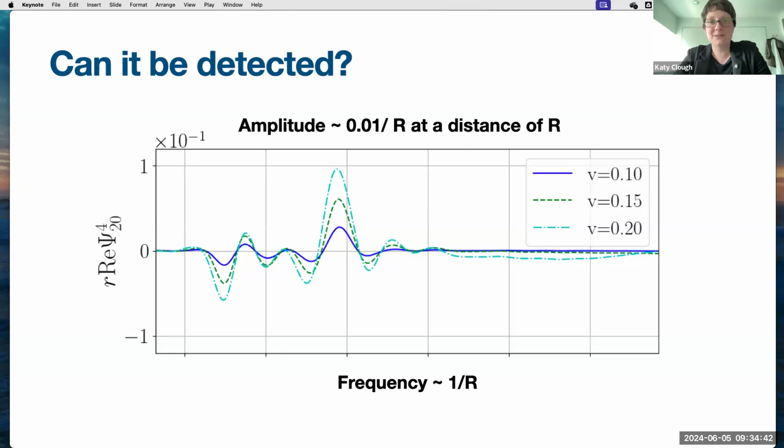But in terms of the amplitude, it's quite interesting because you can work out, assuming that we did have a detector at the right frequency range, what the amplitude would be. And so we have this number 0.01 over R at a distance of R.